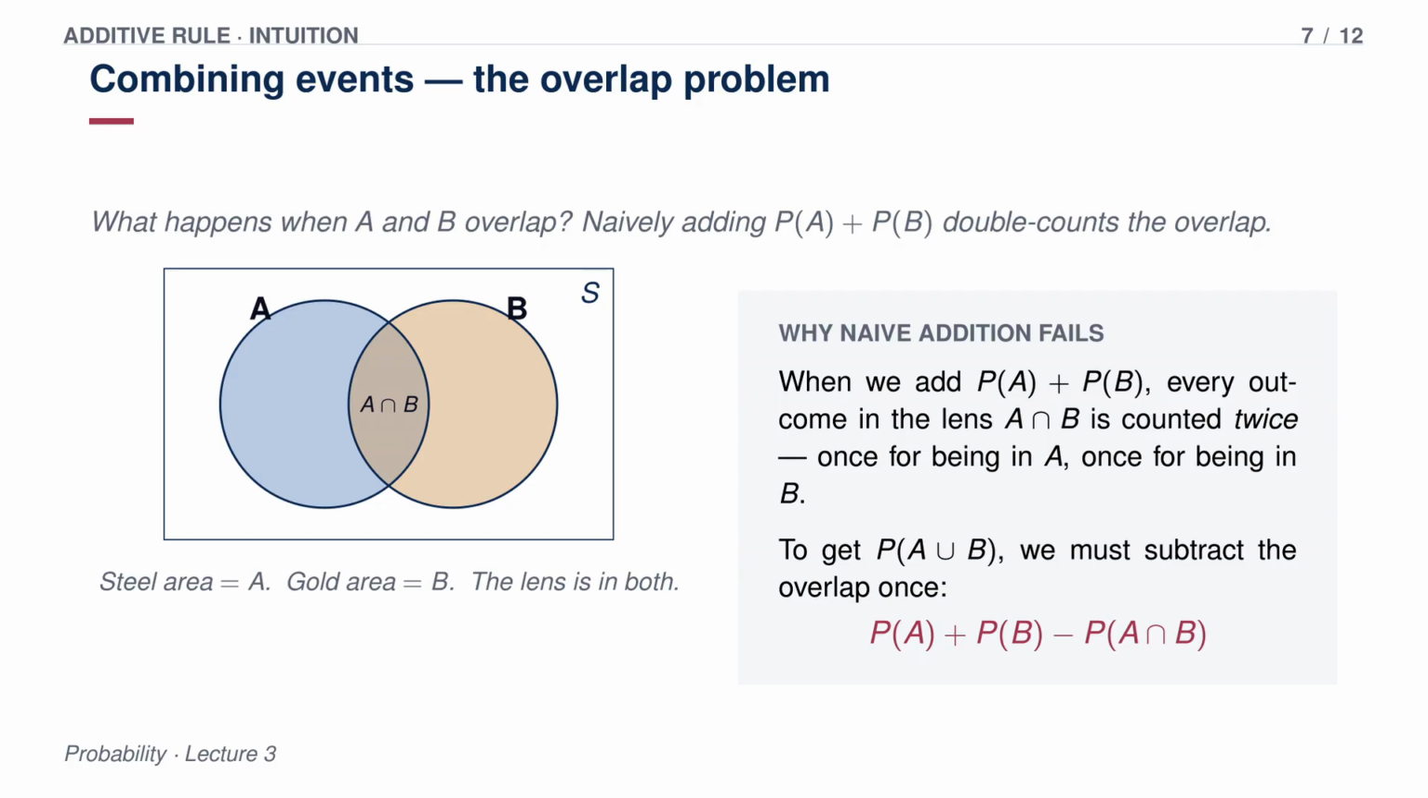Exactly. This correction gives us the additive rule. Formally, for any two events A and B, the probability of A or B equals the probability of A plus the probability of B minus the probability of A and B. Let's apply this to a real scenario so you can see how it works.